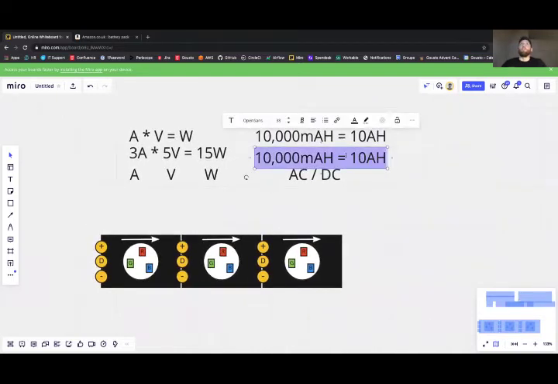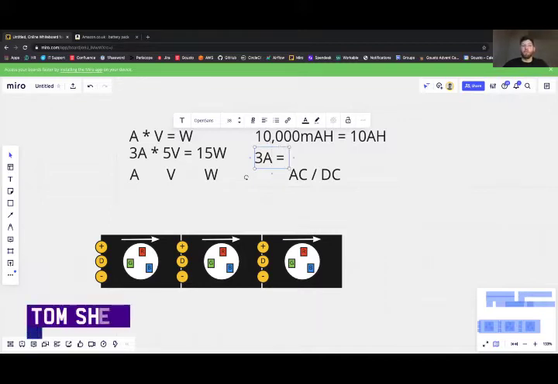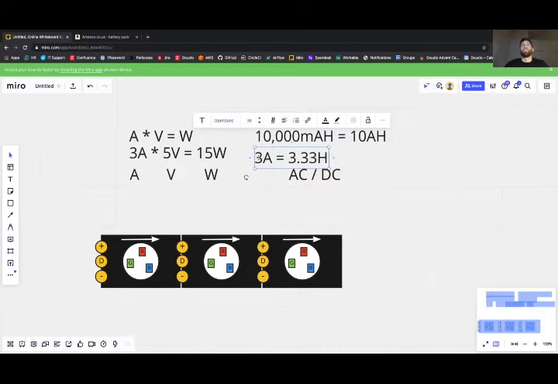Let's say we had our 3 amp appliance from over here, 3 amps, and we've got 10 amp hours to work with. Well, that would be equivalent to 3.33, repeating, of course, hours. So 3 amps for 3.33, repeating, of course, hours amounts to 10 amp hours, and that will drain your entire battery pack. Okay, what's your other option?